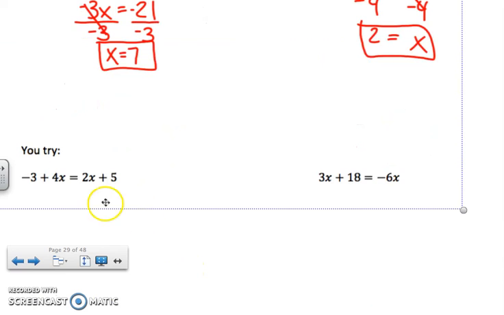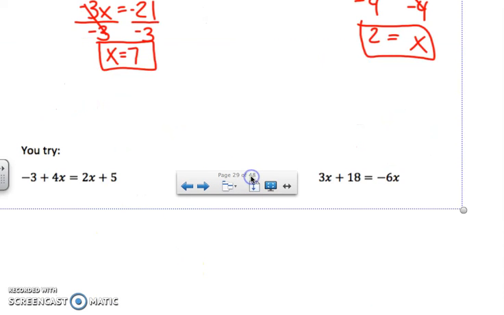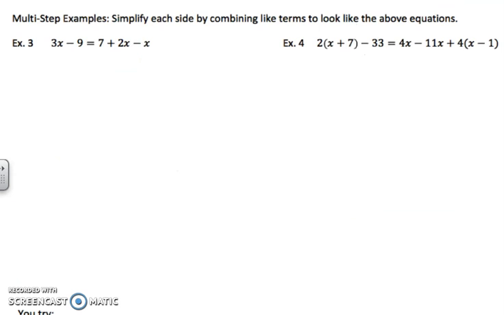All right, so when you try this problem on the left, you should have gotten x equals 4. If you did not get x equals 4, make sure you raise your hand so we can come and help you out. On this last one, you should have got x equals -2. So if you did not get x equals -2, please raise your hand. If you will turn the page, we're on the back.